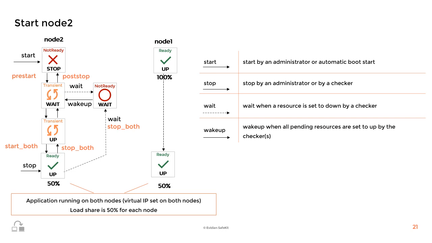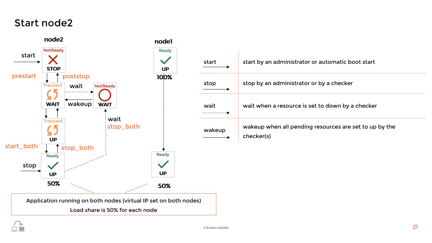In the figure on the left, when the start command is executed on node 2, the pre-start script is first executed. Normally, the application integrated in the module should not run on the node, but if it is the case, the pre-start script makes a preventive stop of the application before installing the virtual address. Then, the startboth script is executed to start the application, and the state is up orange. After the execution of the startboth script, the module is in the stable up green state, taking 50% of the traffic, meaning that the virtual IP is set and the application is running.